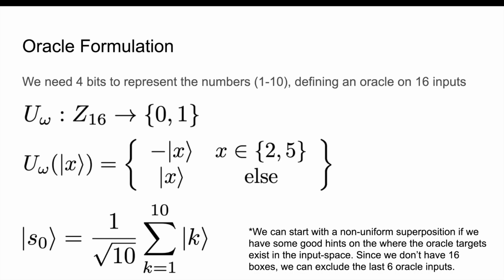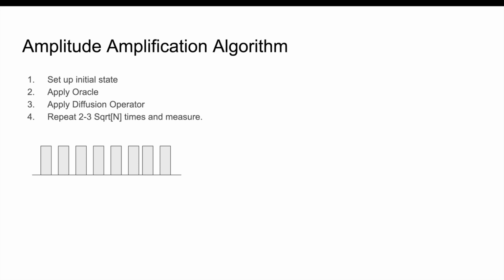You don't have to start with a pure uniform superposition of all possible inputs if there are some boundary conditions or heuristics on the function domain such that you expect the correct answers to lie in some subregion. Thus, the steps of the algorithm are as follows.